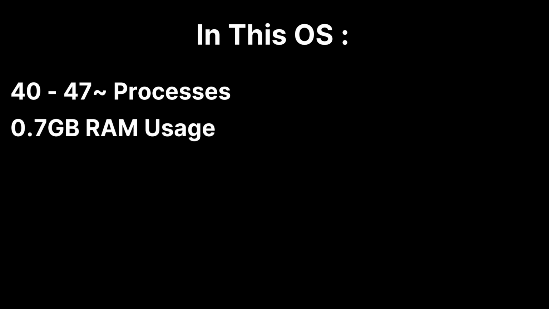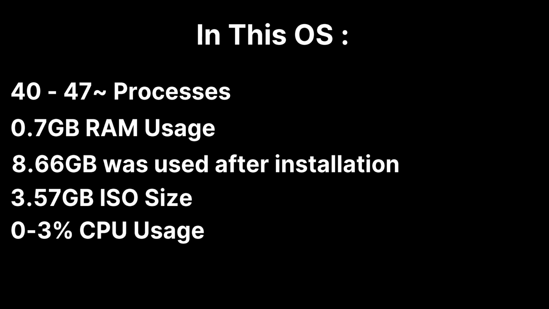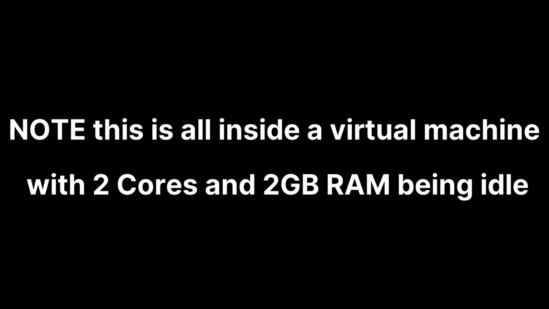This OS uses 40 to 47 processes. It only uses 0.7 GB of RAM. It uses 8.66 GB after the Windows installation. The ISO is only 3.57 GB, and CPU usage is 0 to 3%. Note, this is all inside a virtual machine with 2 cores and 2 GB RAM, idle, and some tweaks that really help this whole OS.